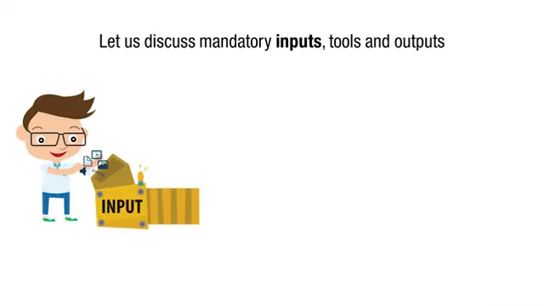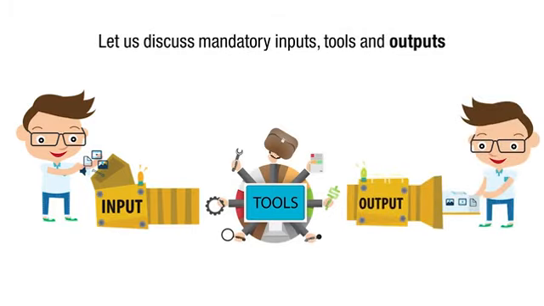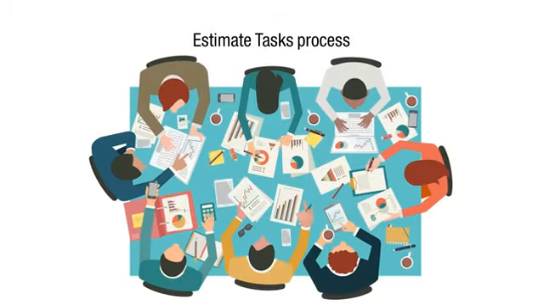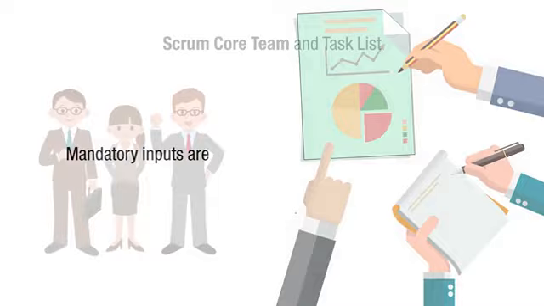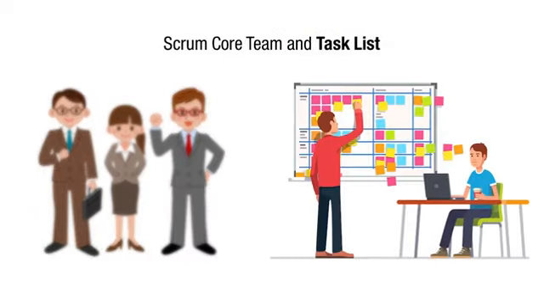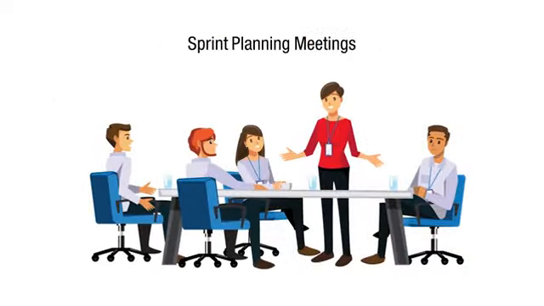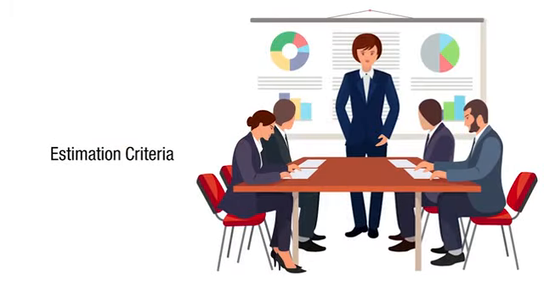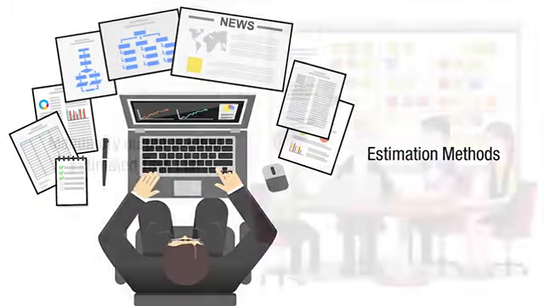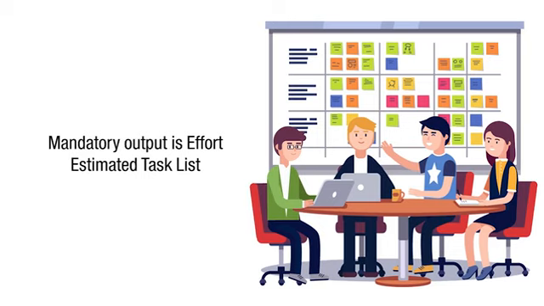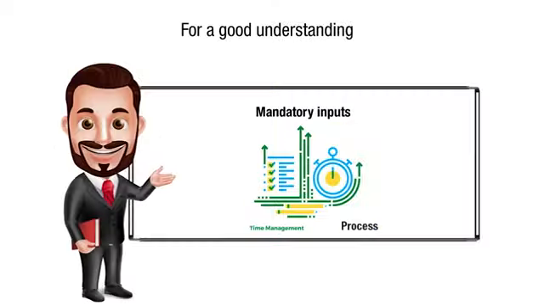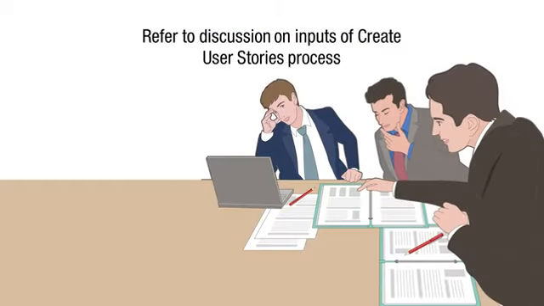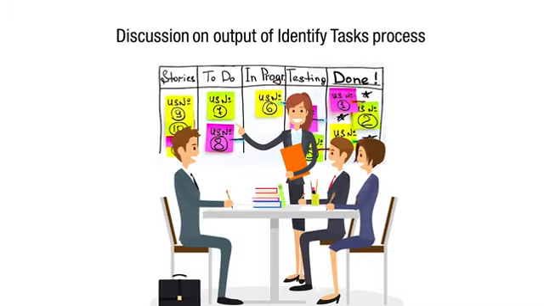Now let's discuss the mandatory inputs, tools, and outputs of the estimate tasks process. The mandatory inputs are Scrum Core Team and Task List, whereas the mandatory tools are sprint planning meetings, estimation criteria, and estimation methods. And the mandatory output is the effort estimated task list. For a good understanding of the mandatory inputs of this process, please refer to the discussion on the inputs of the Create User Stories process and to the discussion on the output of the Identify Tasks process.